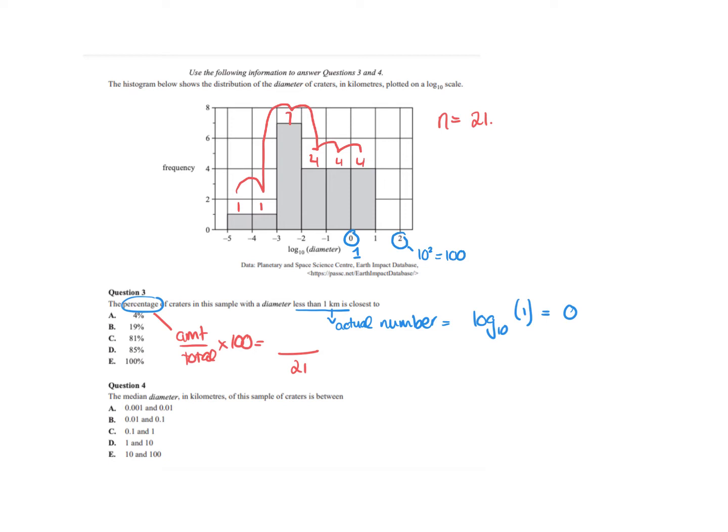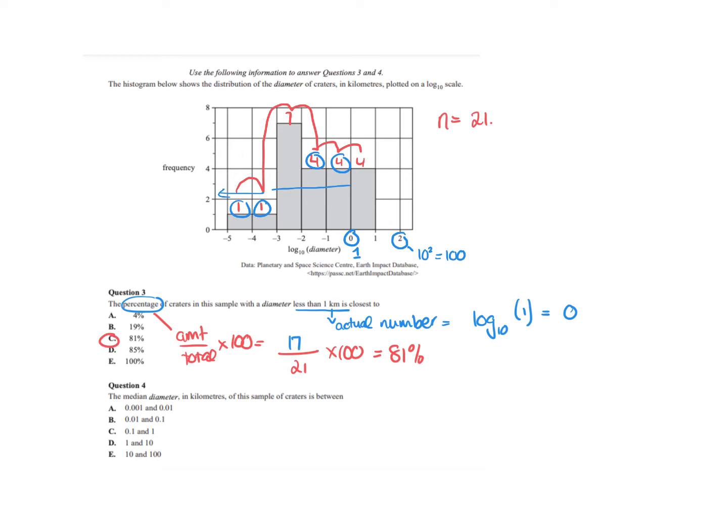Now they want to know what's less than 1. So that was this point, so all the way back that way. So we want the 4, 4, 1, 1. So we end up with 17, and then we times it by 100 to get a percentage, and we end up with 81%.